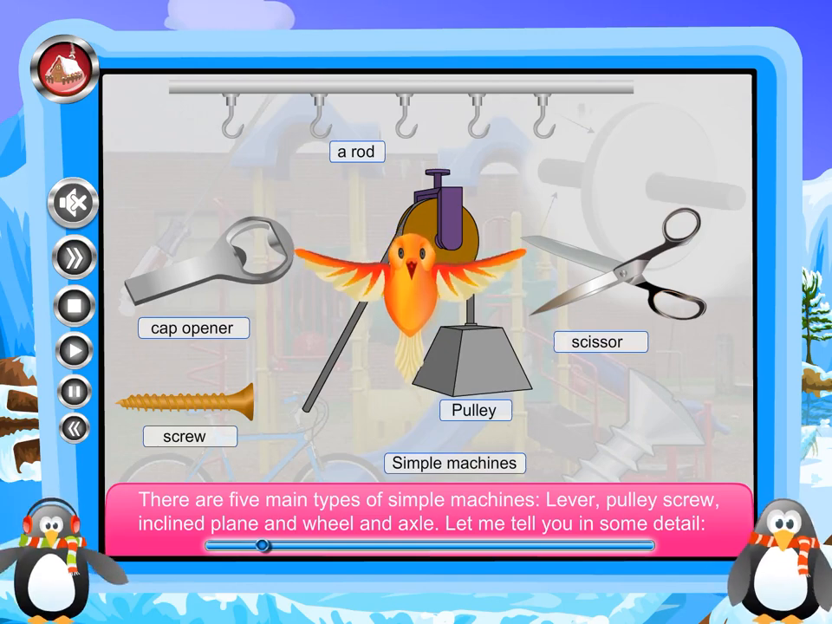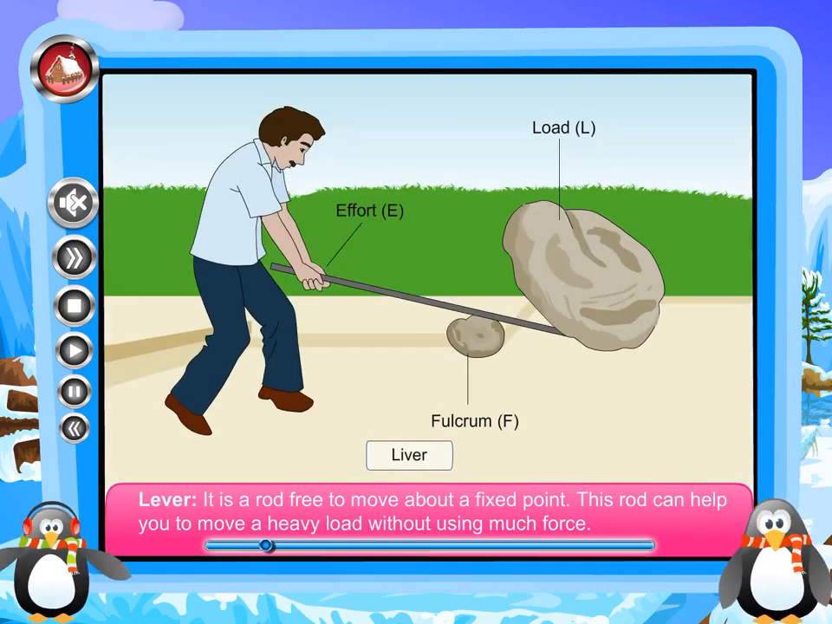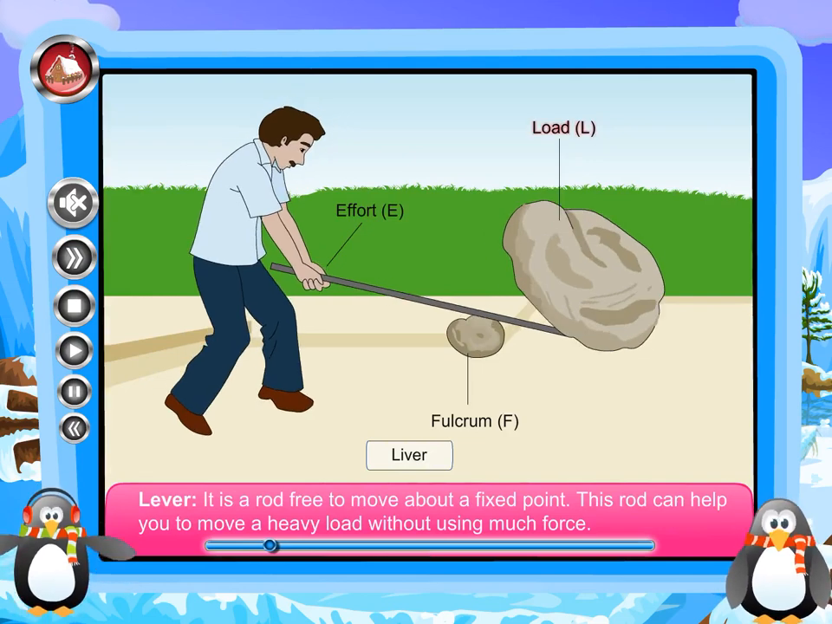Let me tell you in some detail. Lever. It is a rod free to move about a fixed point.